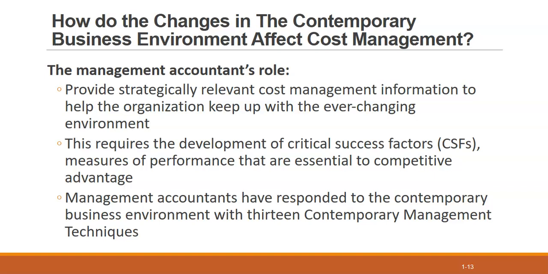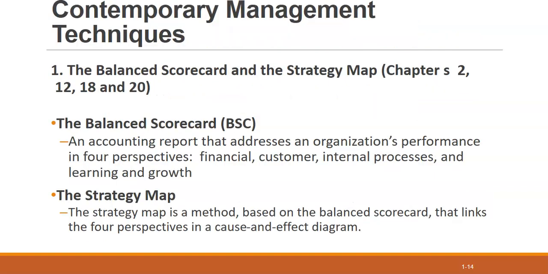So these are performance measurements for our competitive advantage. As business becomes more competitive, because we have more people entering, we have technology giving us unlimited access to the internet, we have to be strategic about how we're reaching our customers and how we're keeping our customers. So we're going to talk about these contemporary management techniques that we'll be looking at throughout the course of this semester. The first one that we're going to be looking at is the balanced scorecard and strategy map.